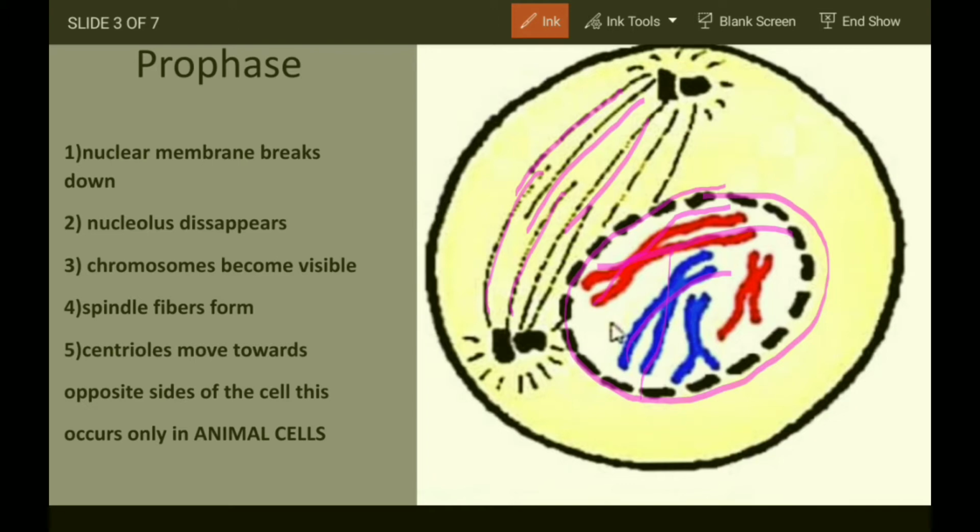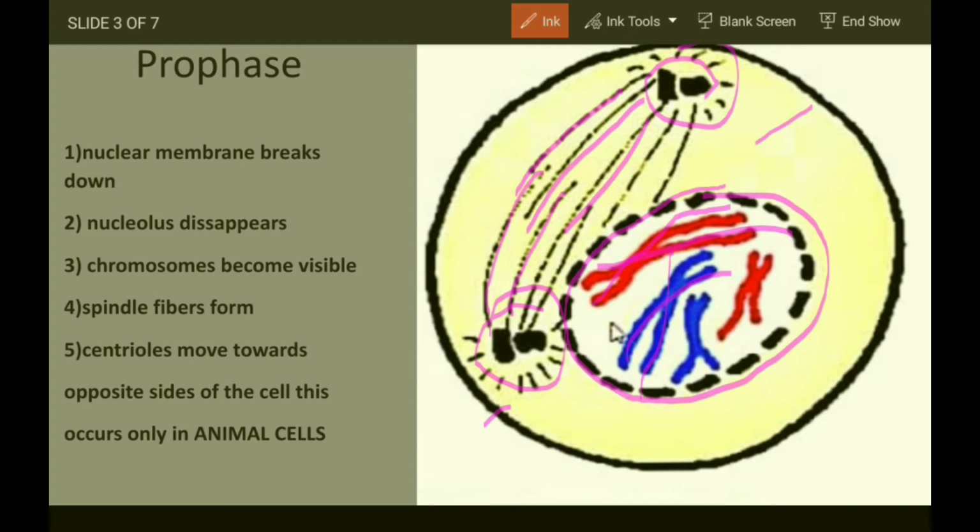and the centrioles, which are present in the animal cells, move to the opposite sides of the cell. Like this, totally opposite to each other. But this happens only in animal cells, the centriole part I mean, because the plant cells lack this particular organelle.